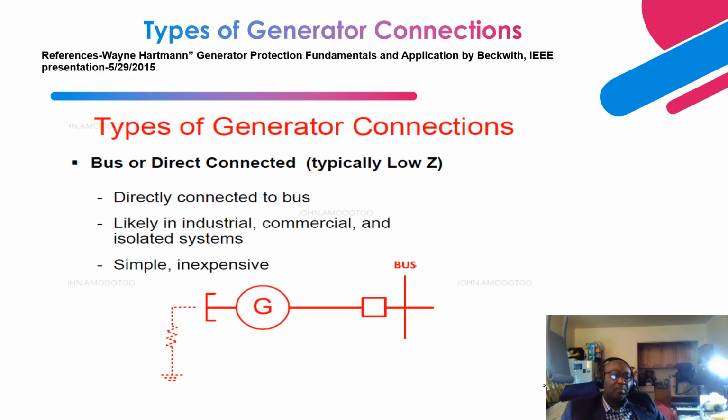Now let's talk about typical connections of the generator to the bus or the utility, right? So this is a direct connection. Typically, this has a low impedance. These are utilized in industrial, commercial facilities, and they are very simple, very inexpensive.